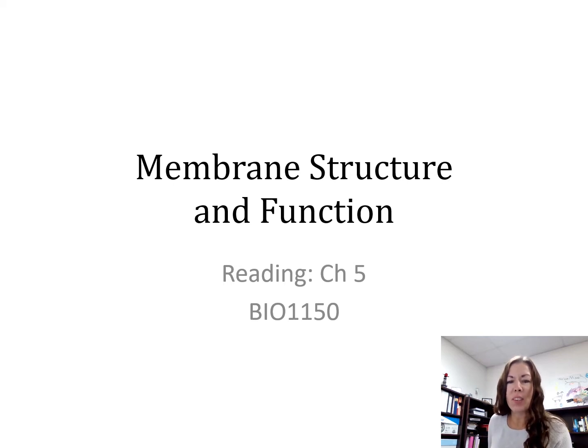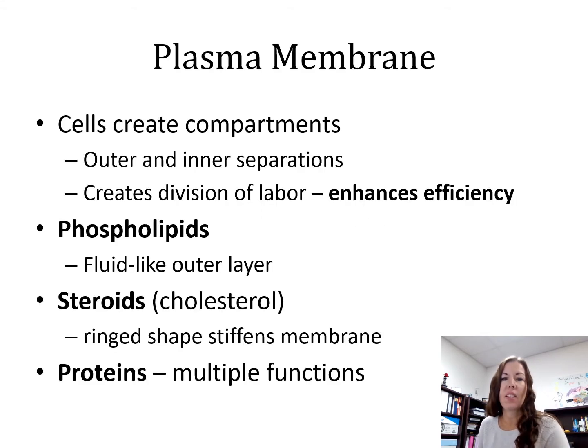Hi guys, I was just going to chat today about chapter 5 where we talk about membrane structure and function. So with the plasma membrane, we know that the plasma membrane is super important because it helps a cell to create compartments and also allows for inside separation as well. And so by separating everything, it allows all the organelles to do exactly what they're supposed to be doing, but individually and separately as separate reactions.